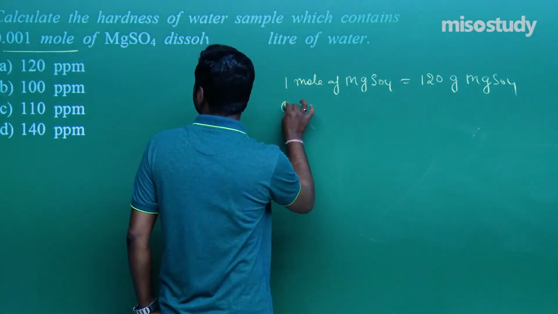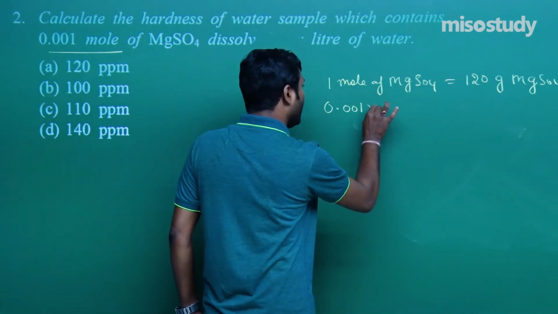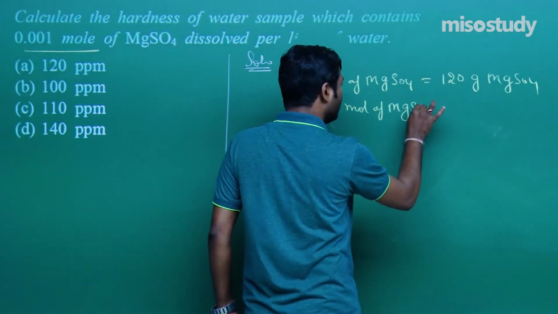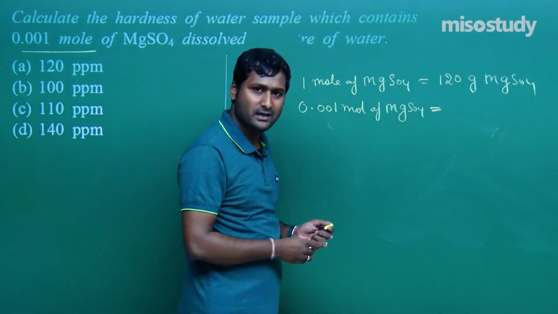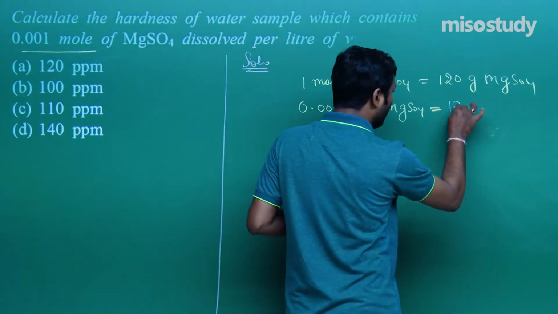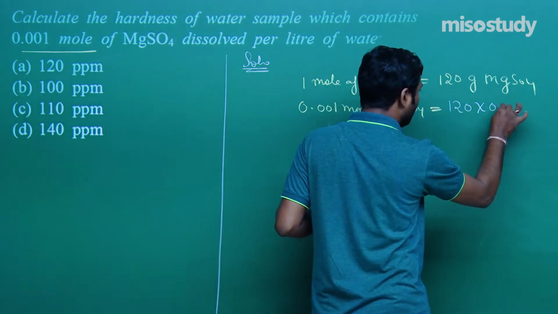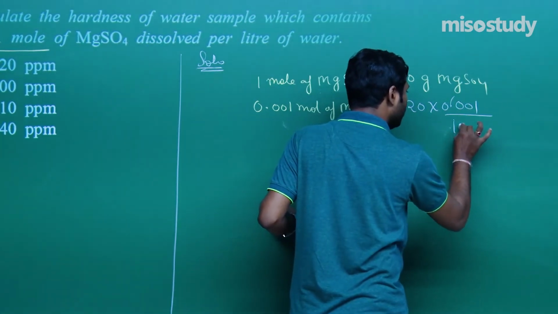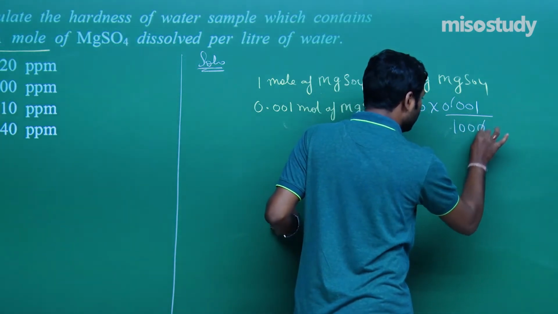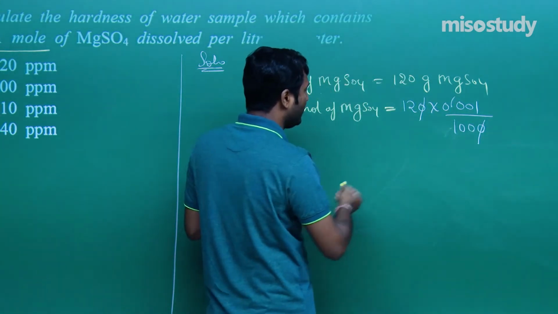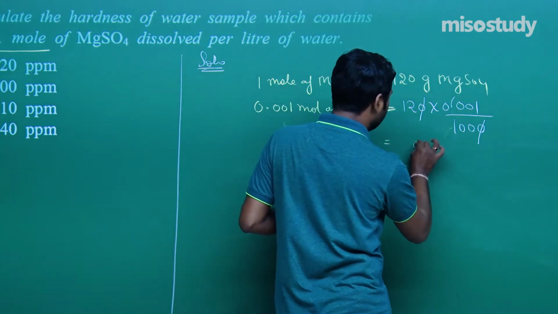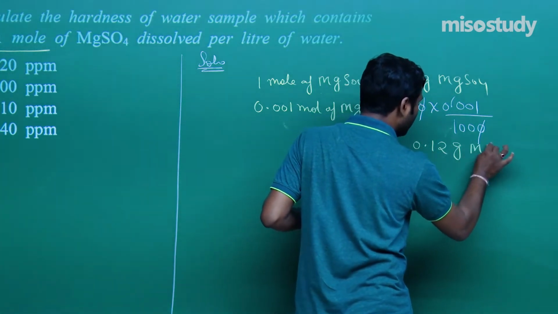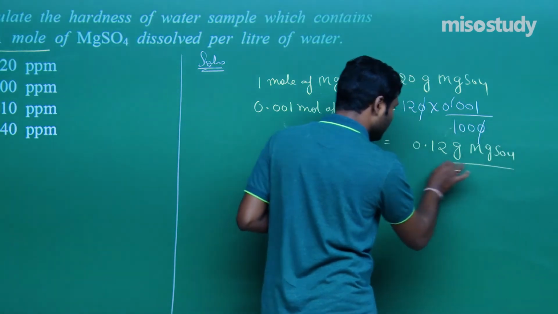Here, 0.001 mole of MgSO4 will be equal to, tell me what will happen. Sir, it's very simple. Multiply 120 into 0.001. Now put here 1000, now this will cancel this one. Okay. Sir, the answer is 0.12 gram MgSO4. This is the quantity.